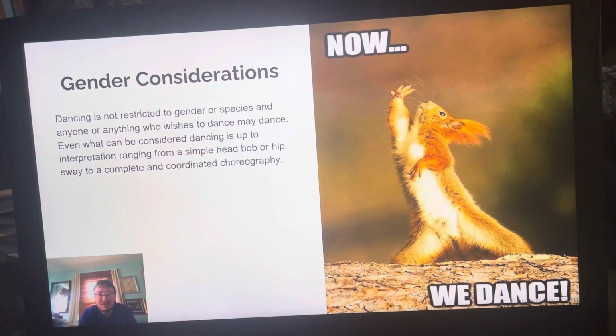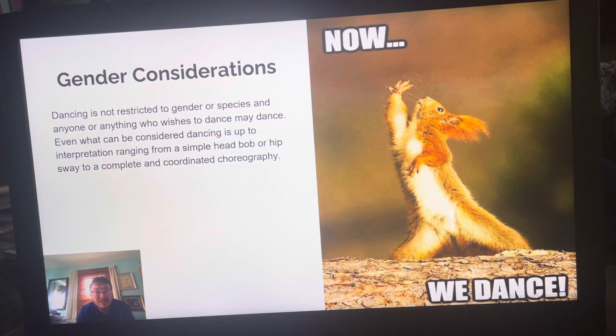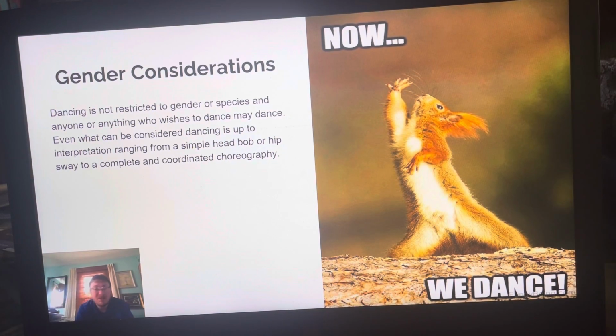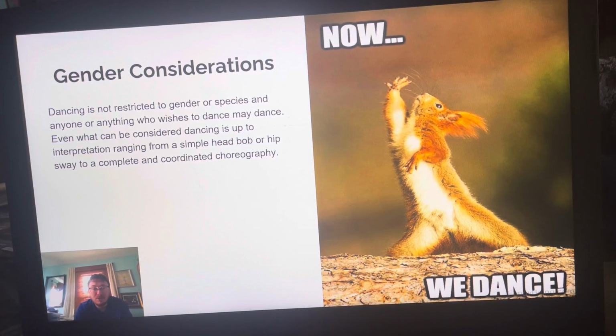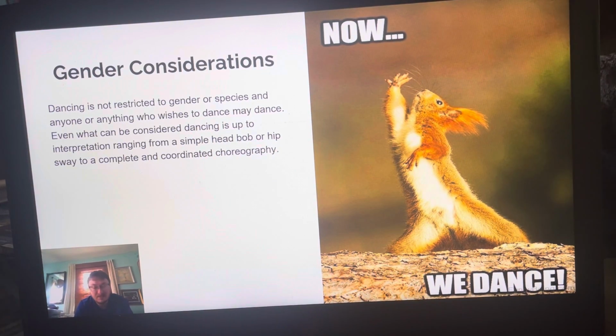Gender considerations for dance? There is none. Dancing is not restricted to gender or even species, and anyone or anything that wishes to dance can dance. Whether it's from a simple head bob or a full blown out choreography, anyone and anything can dance.